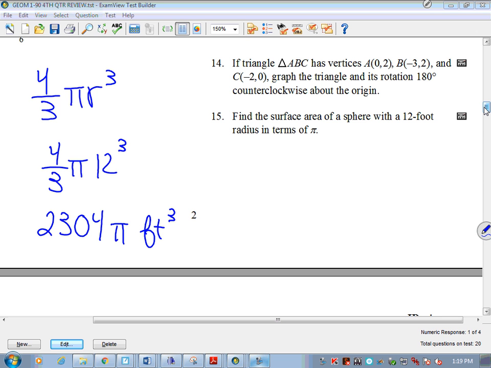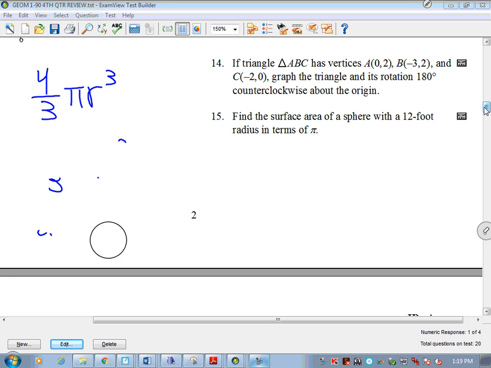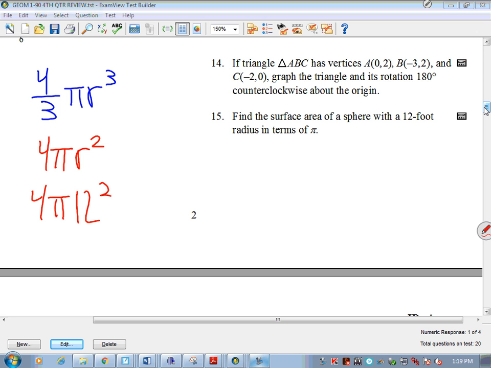It's 4 pi r squared. Oh, you're right. I'll tell you, because I said volume. You gave me the volume based upon the question, but that's not the formula we need to solve this question. We need 4 pi r squared. 4 pi 12 squared. What's 144 times 4? 576. 576 pi feet squared. But we did find the volume also, so overachievers.